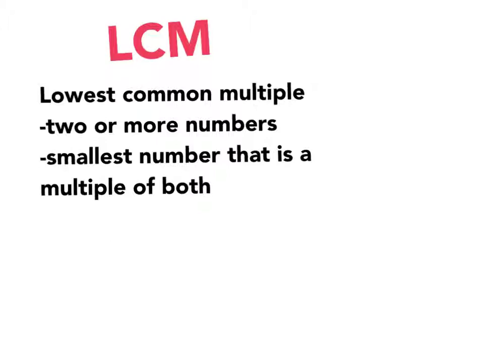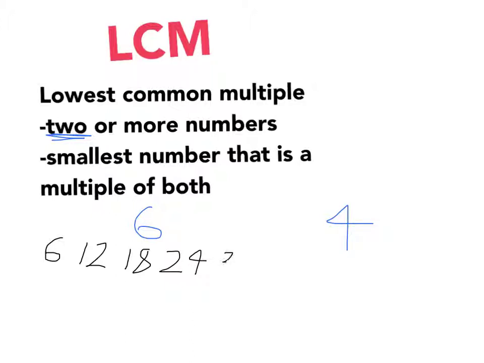We'll do lowest common multiples of 6 and 4. Okay, so they're my 2 numbers, because remember we said 2 or more numbers we have to use to find an LCM of. Let's just do the first few multiples of 6. So, 6 ones are 6. Let's do my 6 times tables. 6 twos are 12. 6 threes are 18. 6 fours are 24. 6 fives are 30. Okay, I think I'm going to leave it at 30. That'll do. That's just the first few multiples of 6.